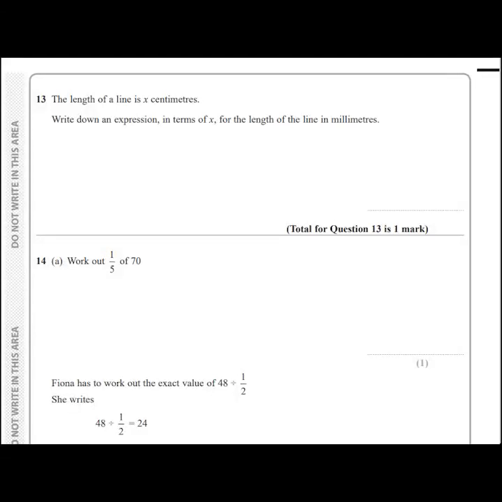The length of a line is x centimetres. Write down an expression in terms of x for the length of the line in millimetres. So, fortunately, we're allowed to take a ruler into our exams, so we can use that to help us answer this. If we have a look at our ruler closely, we'll see that for each centimetre, we have lots of little lines in between.